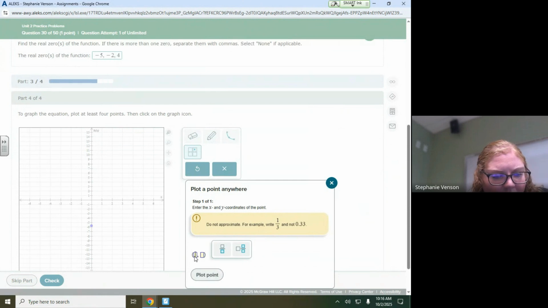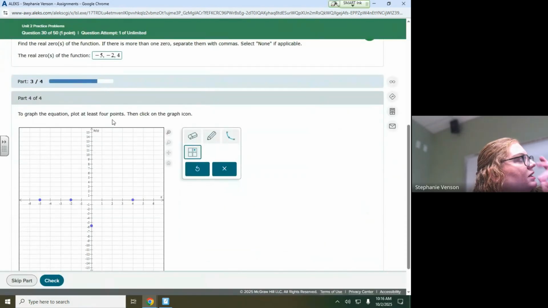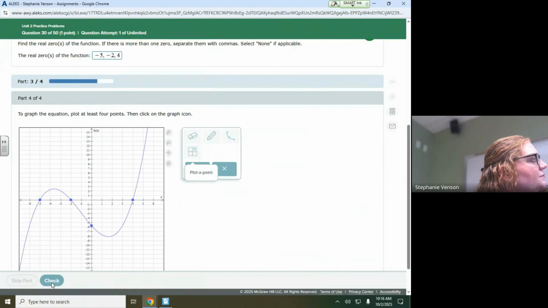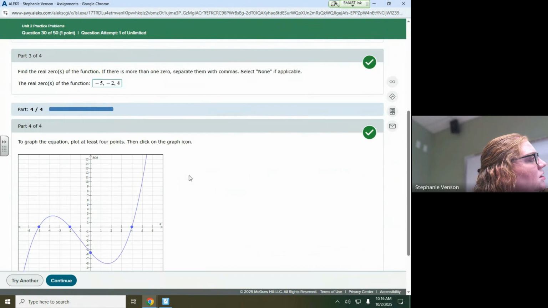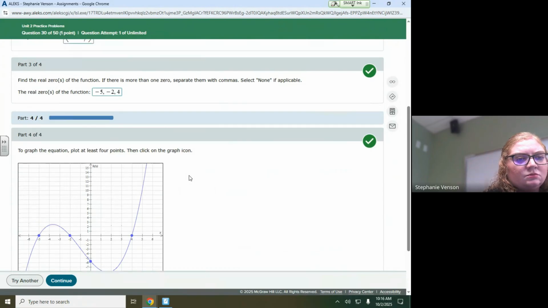Okay. Then the rest of them were x-intercepts. So it's going to be like (-5, 0). Plot that point. (-2, 0). Plot that point. And (4, 0). Plot that point. So I've got 4 points, which the directions said I had to plot at least 4 points. And then from there, I just click graph a function. That's it. So utilize that plot a point tool as much as you possibly can, for sure.